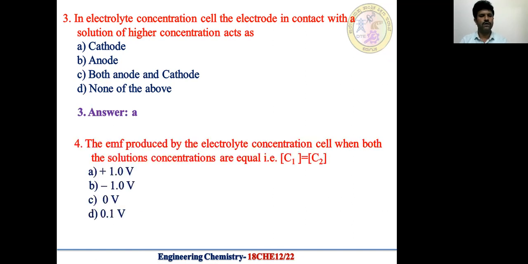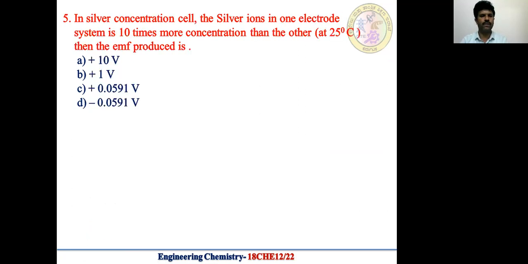Question number 4. The EMF produced by an electrolyte concentration cell when both the solution concentrations are equal, that is C1 is equal to C2: option A, plus 1.0 volt; option B, minus 1.0 volt; option C, 0 volt; option D, 0.1 volt. We know that when C1 is equal to C2, the EMF of the concentration cell is 0. Hence the right answer is option C.